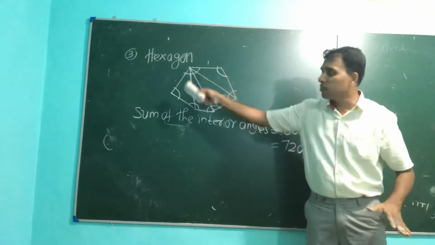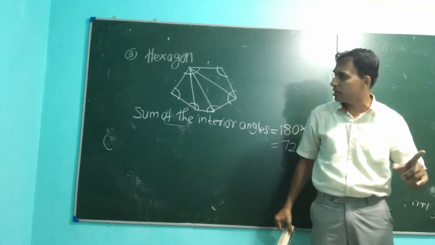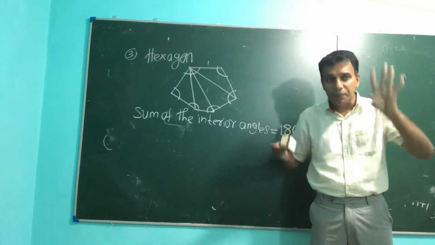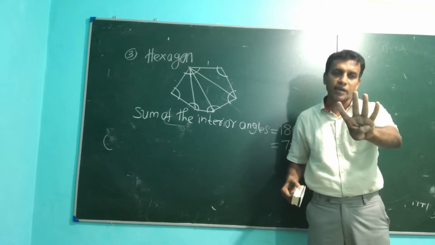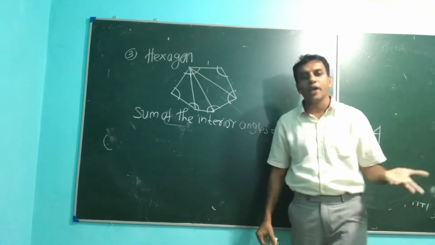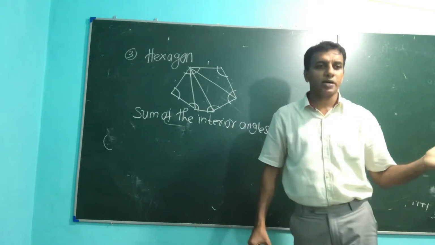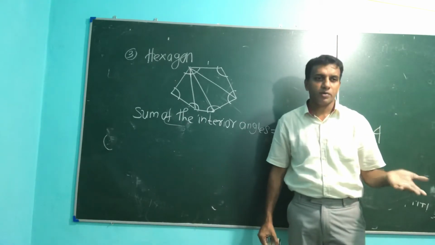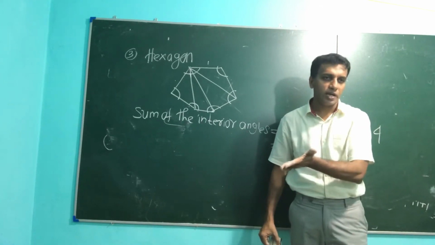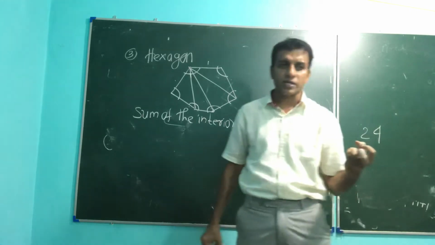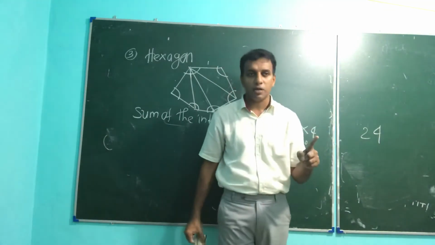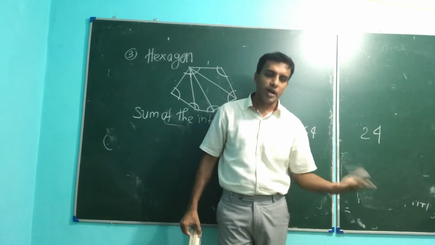In a 6-sided figure, a hexagon, how many triangles? 6 sides, subtract 2, 4 triangles available. Octagon, how many triangles? 6 triangles. Then multiply by 180. A 10-sided figure, how many triangles? 8 triangles available. Multiply by 180.